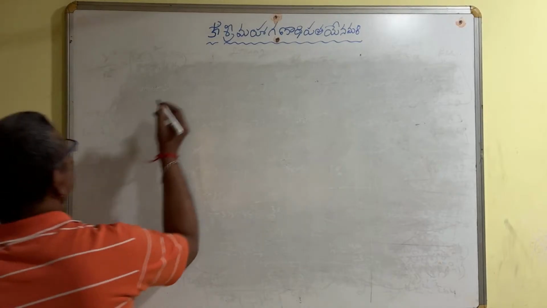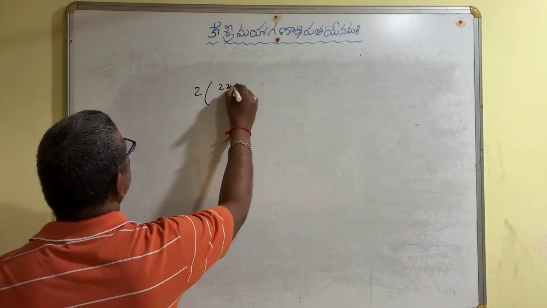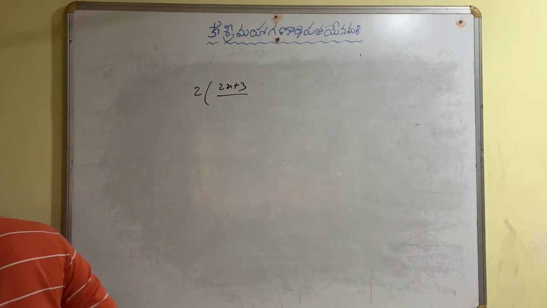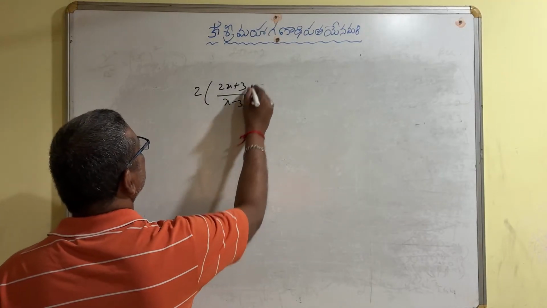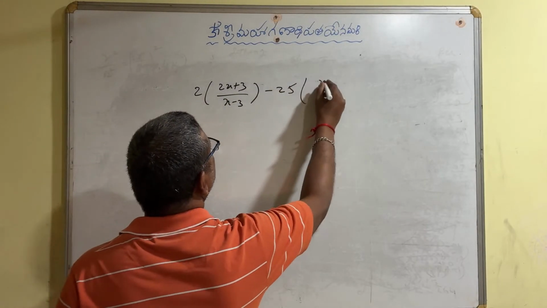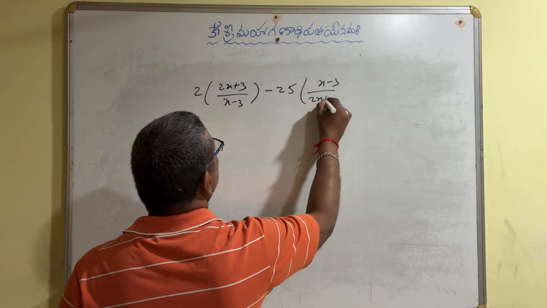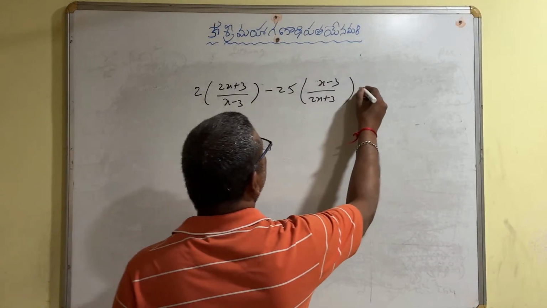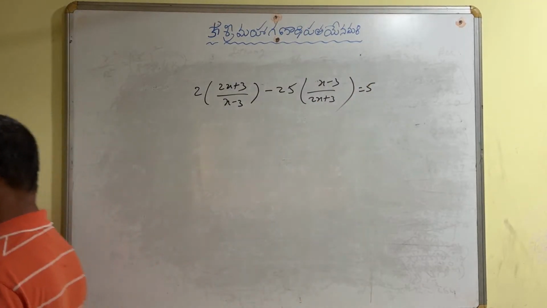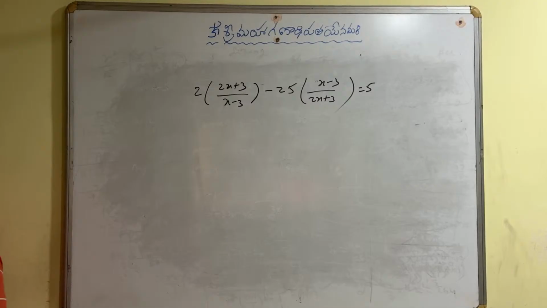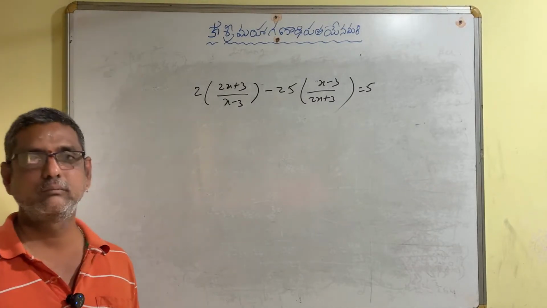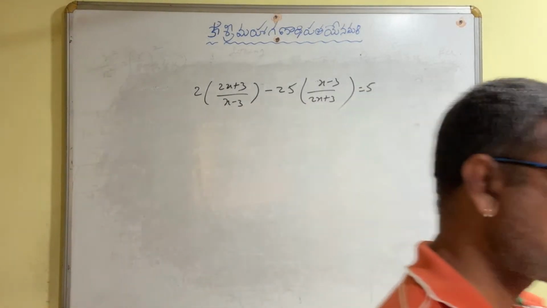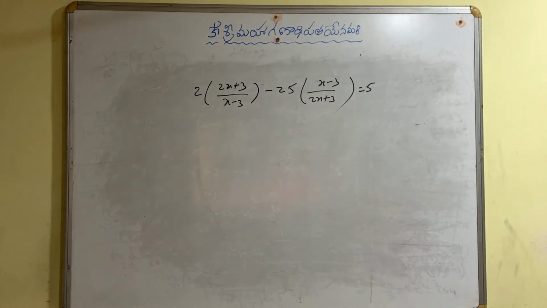Solve for x: 2 times (2x plus 3 by x minus 3) minus 25 into (x minus 3 by 2x plus 3) is equal to 5. Solve for x. How to start? Any idea, children? How to start this question?